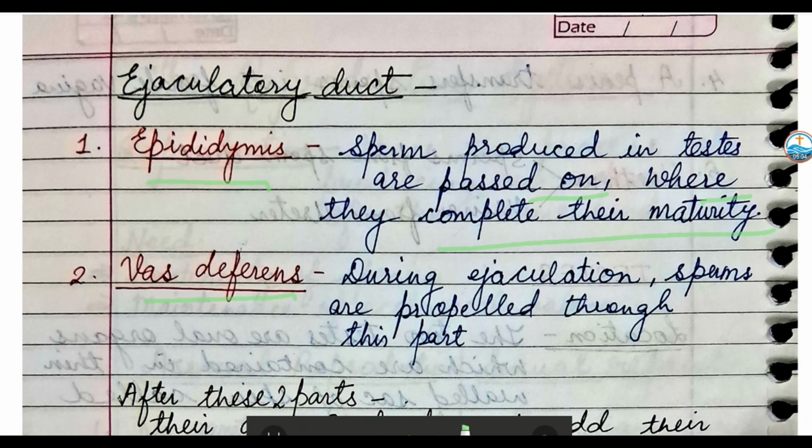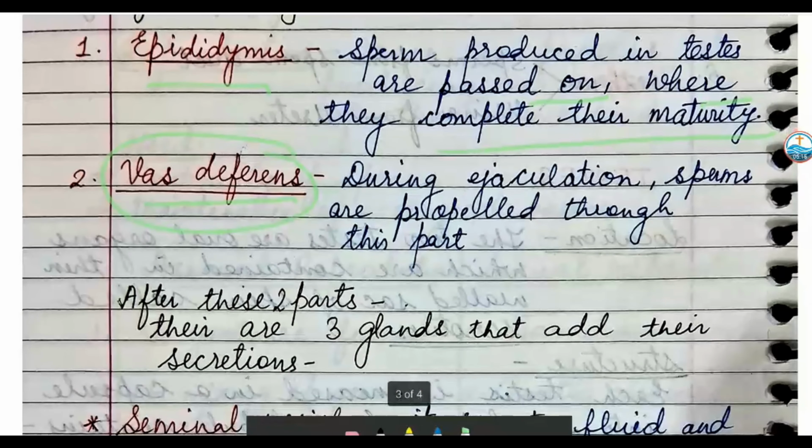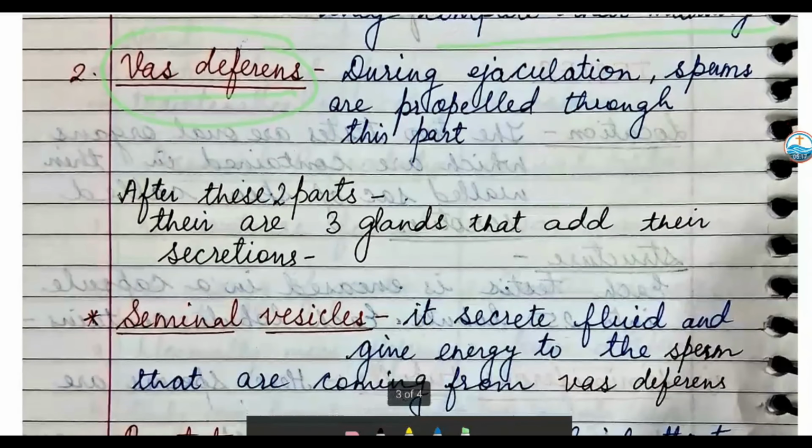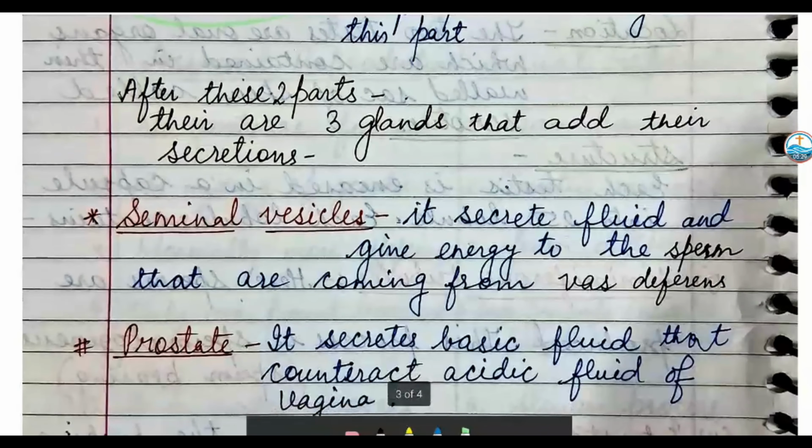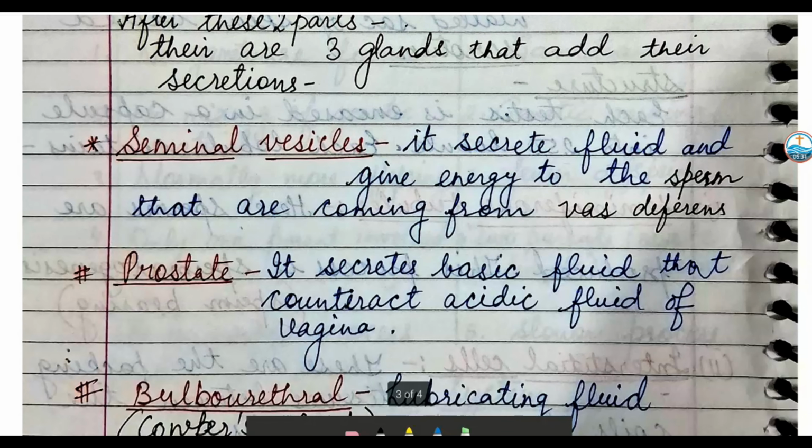Then the vas deferens: during ejaculation, sperms are propelled through this part. This is an organ through which it carries the sperm. In other words, you can understand it in this way. After these two parts, there are three important glands which add their secretion to this. What is that secretion called? That is the semen.